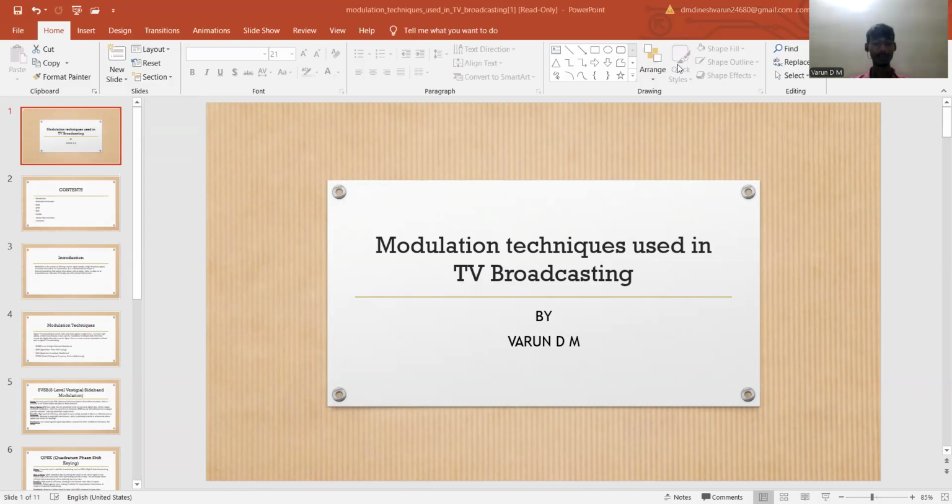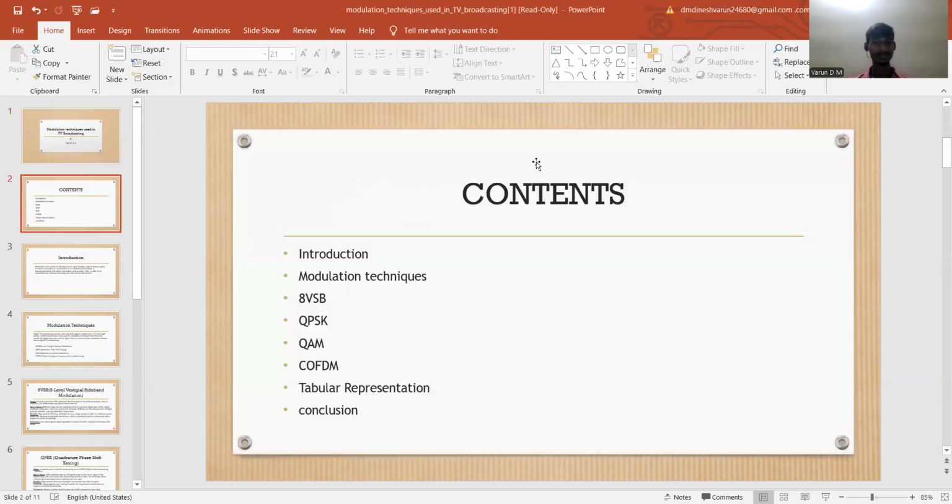Today we are about to discuss modulation techniques used in TV broadcasting. The main contents are the introduction, modulation techniques, 8VSB, QPSK, QAM, COFDM, tabular representation, and conclusion.